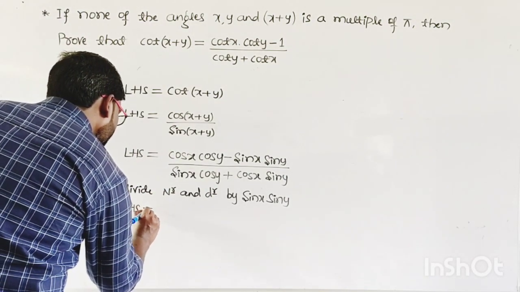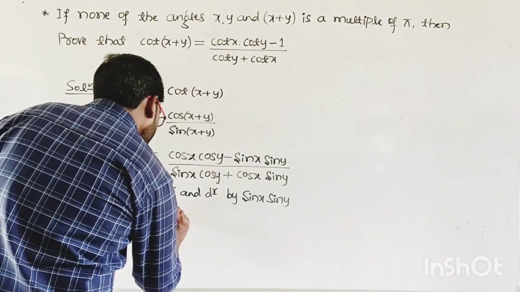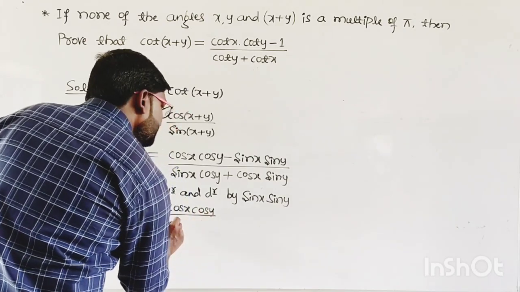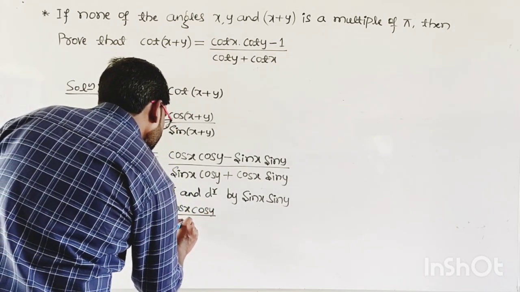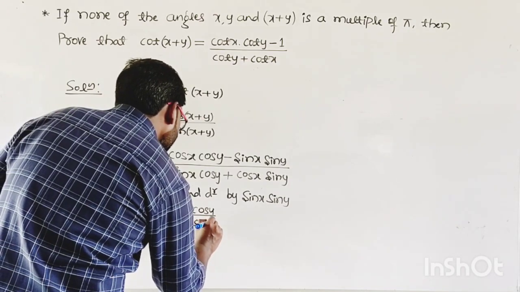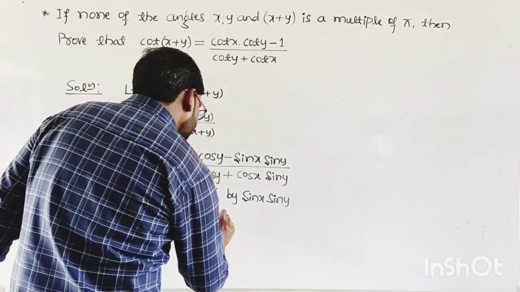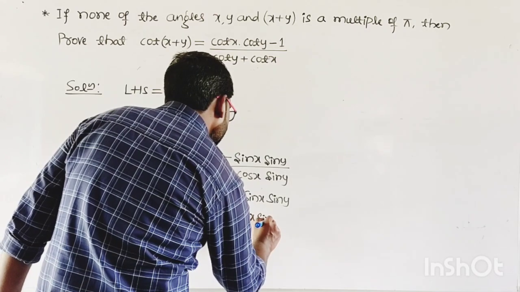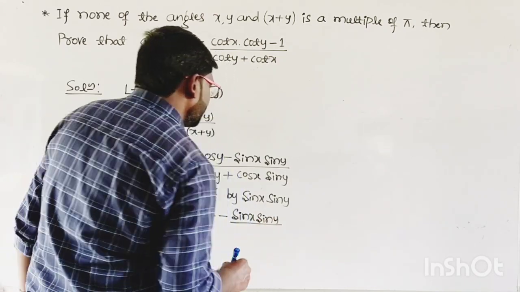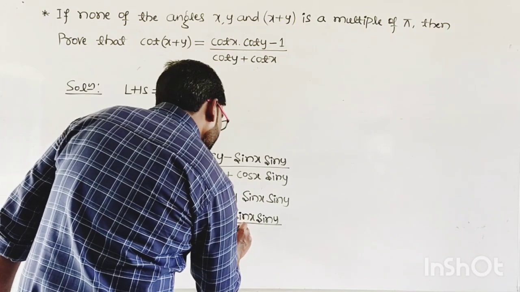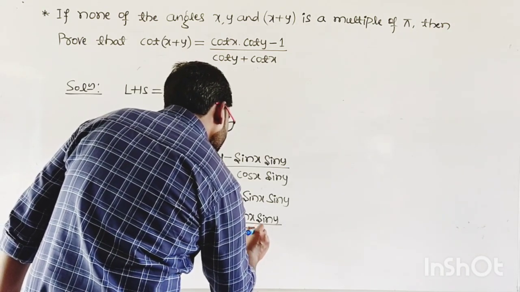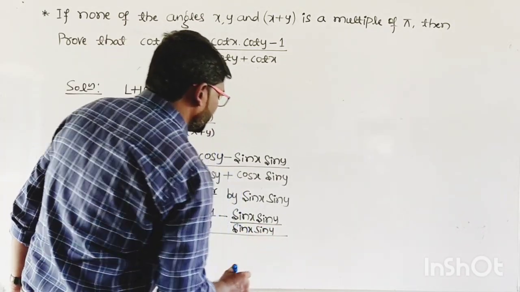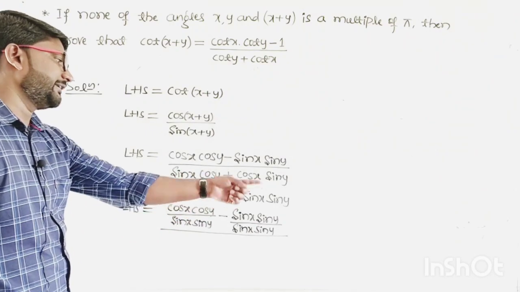LHS is equal to cos x cos y divided by sin x sin y, then minus sin x sin y divided by sin x sin y, then the whole divided by sin x cos y plus cos x sin y, then divided by sin x sin y.